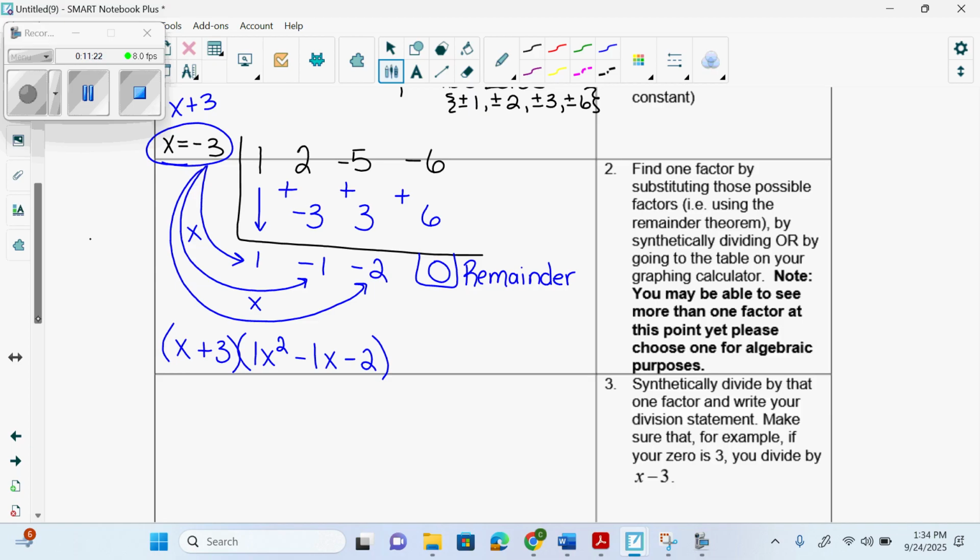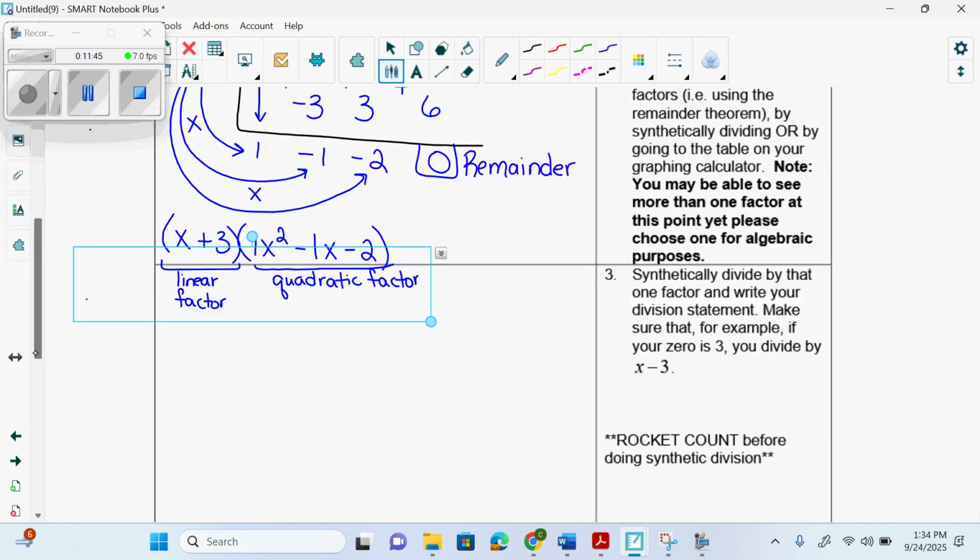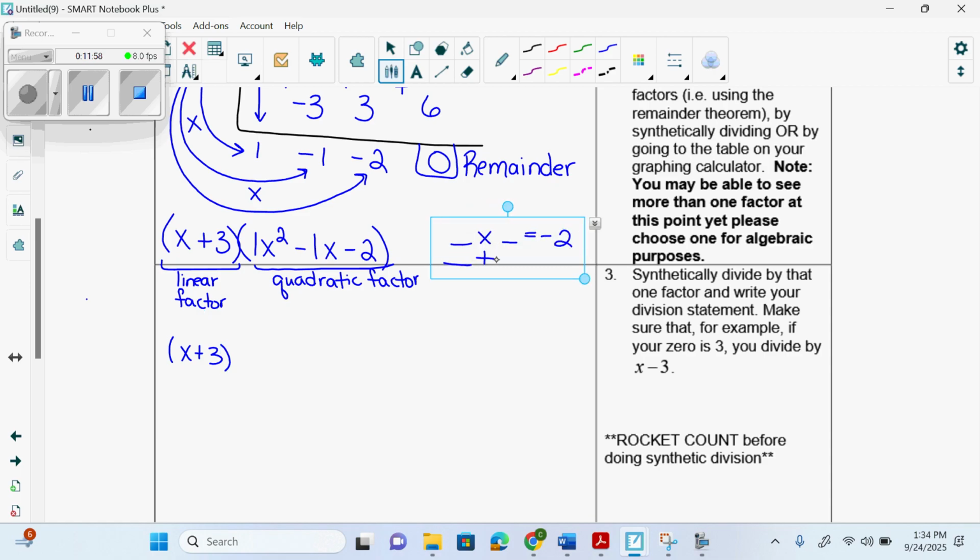Now, listen to this. This is a linear factor because it would make a line. And this is a quadratic factor. And I would stop here if I couldn't factor the quadratic factor. Can I factor x squared minus x minus 2? I can. So the x plus 3 comes down because I don't do anything with it. This is what times what gets me negative 2, and what plus what gets me negative 1.